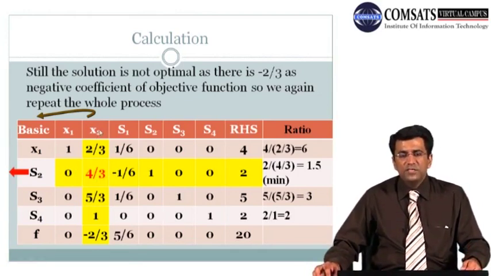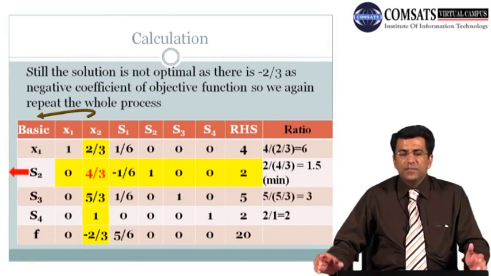The non-basic variable corresponding to the pivot column is our entering variable. This is our pivot column, and the corresponding non-basic variable is x2. So in this case, x2 will be taken as our entering variable, and the basic variable against the pivot row will be our leaving variable. This is our pivot row, and the corresponding basic variable is S2, represented here by this arrow. It means that S2 is our leaving variable.